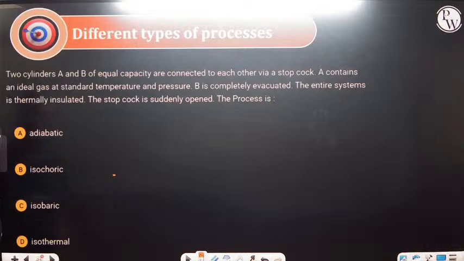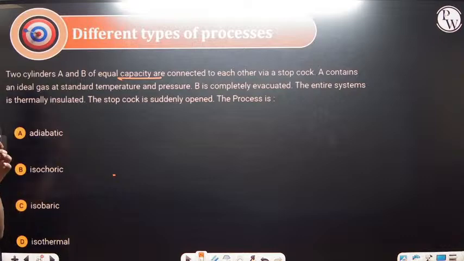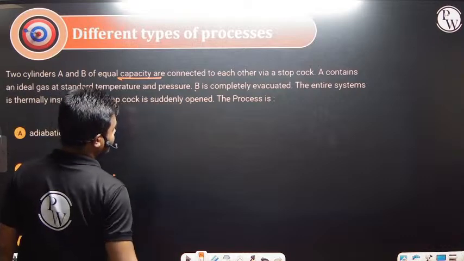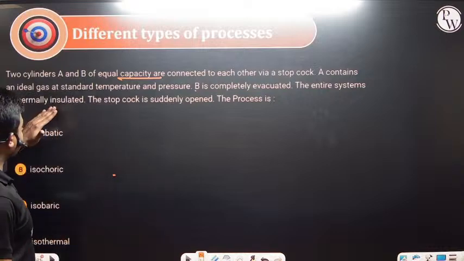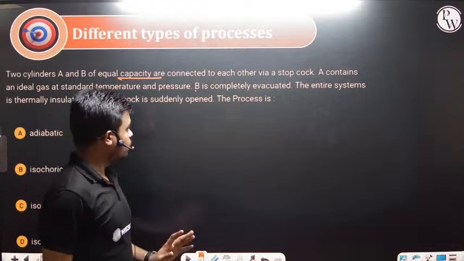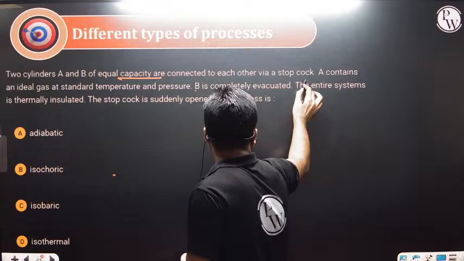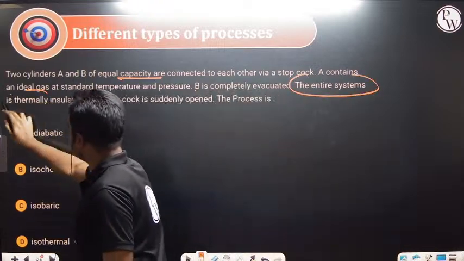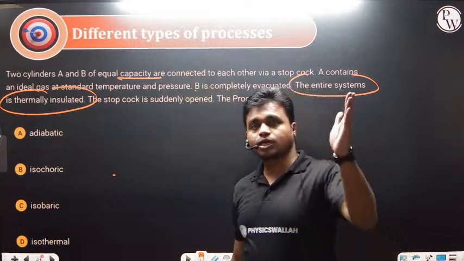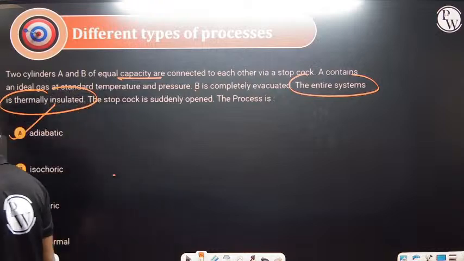Two cylinders A and B of equal capacities are connected to each other via a stopcock. A contains an ideal gas at standard temperature and pressure, and B is completely evacuated. The entire system is thermally insulated. The stopcock is suddenly opened. No need to solve this particular question. They already mentioned the entire system is thermally insulated, so whenever it is thermally insulated there is no heat exchange between the surrounding and the system. Process will be adiabatic.